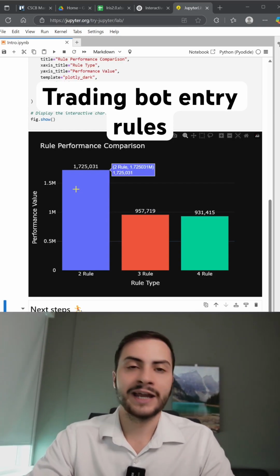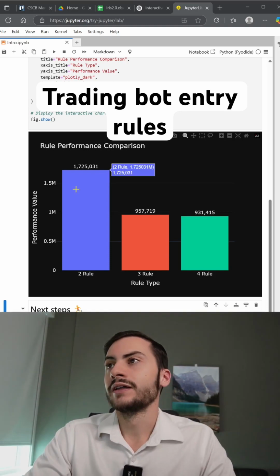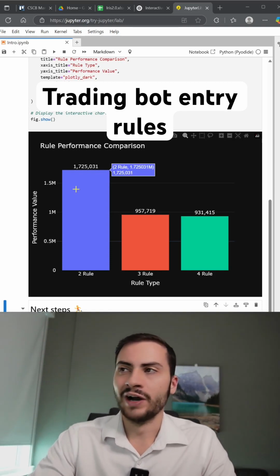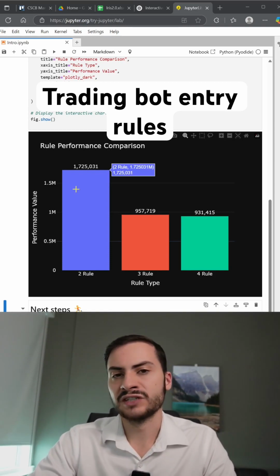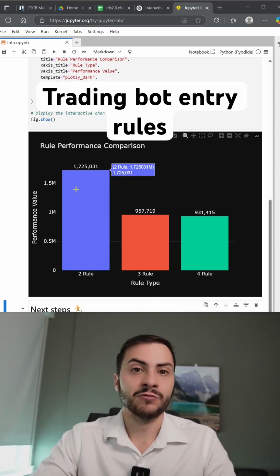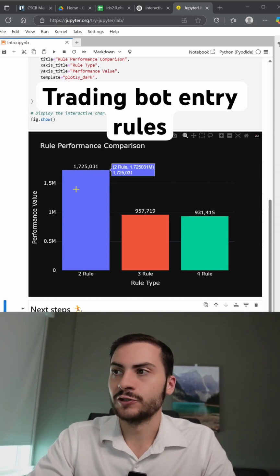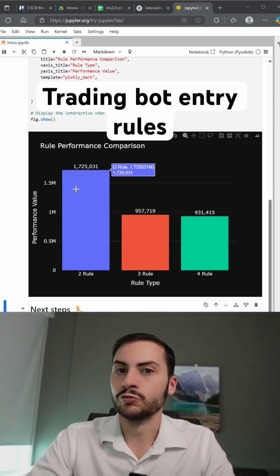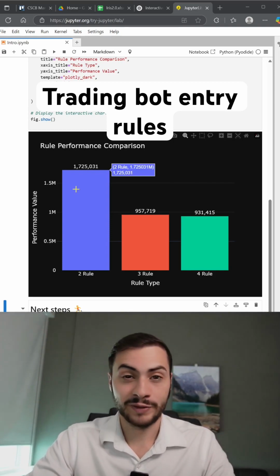So if condition one and condition two, enter a trade, that seems to be the most profitable. No, I did not test one rule because I don't have any systems that use one rule. If condition one, enter, I don't have any systems that have that. So my lowest was two rules, but we can see a pattern here where two rules seems to do the best for automated trading systems.